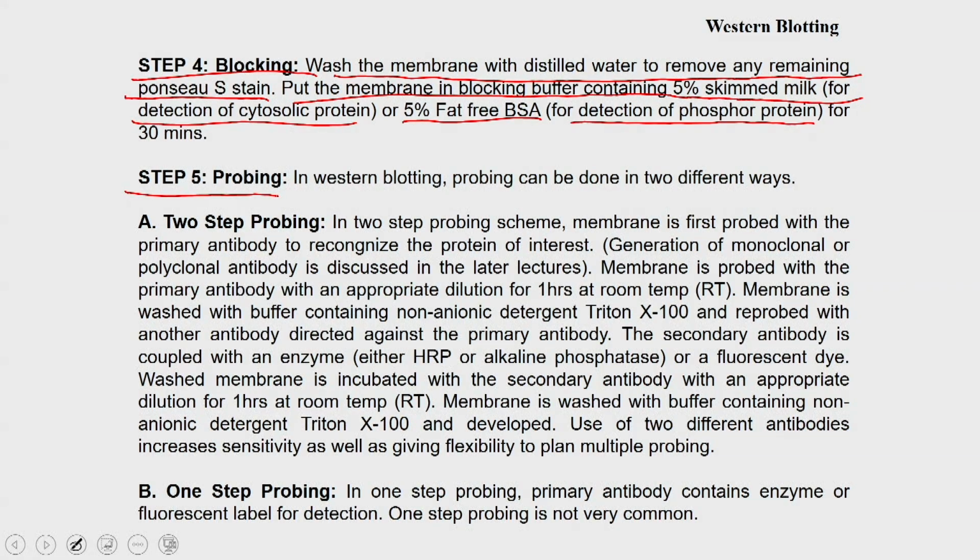Then step 5, you are going to do the probing. Probing in Western blotting can be done in 2 different ways, a 2-step probing or a single-step probing. In the 2-step probing, the membrane is first probed with primary antibodies to recognize the protein of interest. These primary antibodies can be generated against the protein of your interest, or against the tag which you are going to use.